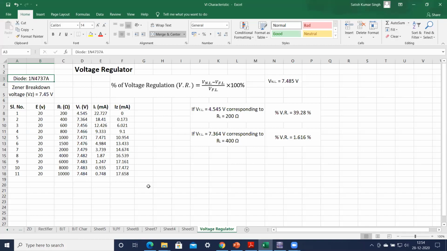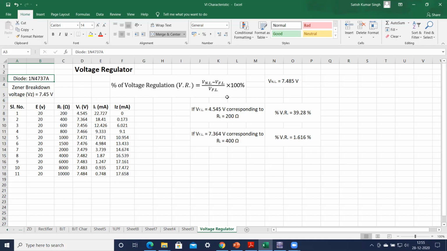Okay, so after doing this experiment, we have got this particular table. Generally in the case of a voltage regulator, one of the important parameters is the percentage of voltage regulation. Generally we are asked to find out what percentage of voltage regulation the regulator is able to provide. This is defined as percentage of voltage regulation equals V at no load minus V at full load, divided by V at full load, multiplied by 100%.